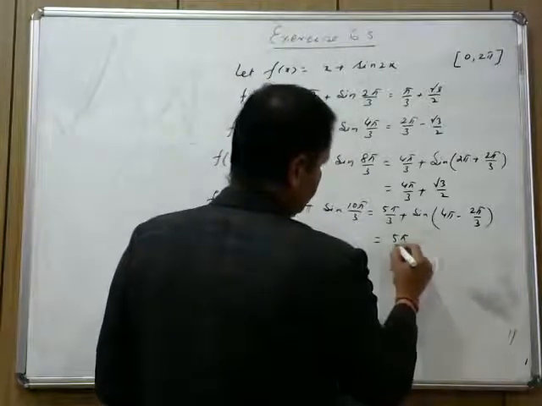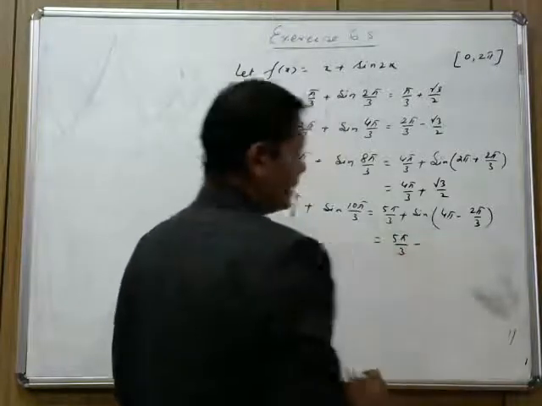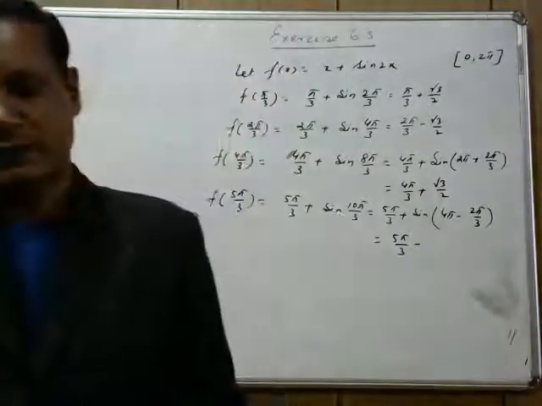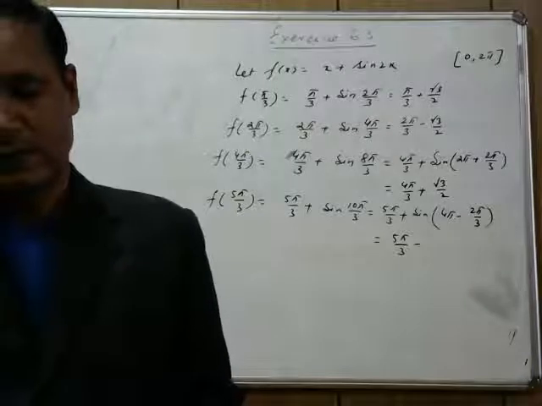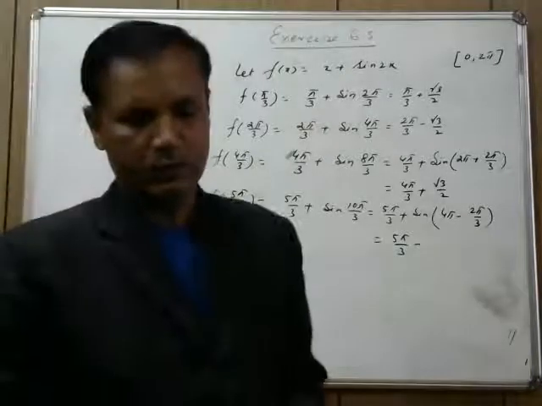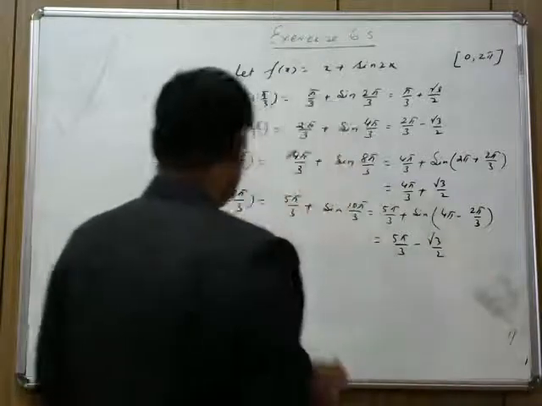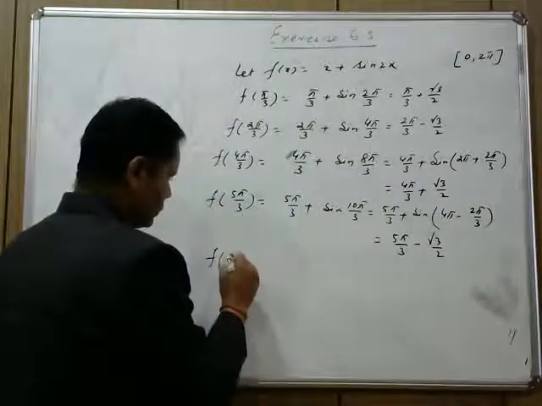5 pi by 3 and sine 4 pi minus 2 pi by 3. Now 4 pi minus pi by 3 will give you the negative value, that is minus root 3 by 2. That's why here we will have minus root 3 by 2. Now finally I am left with f of 2 pi.